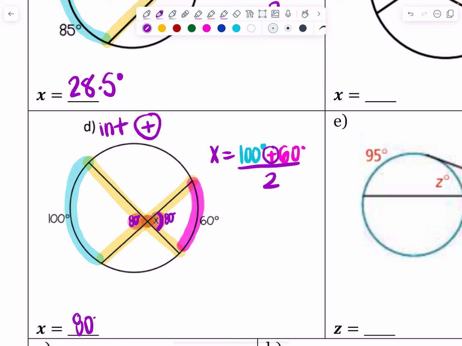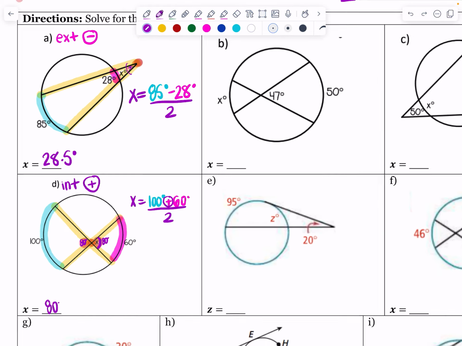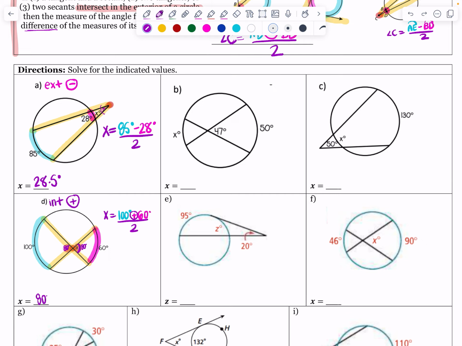If you wanted to, you could very easily find that this angle is 100 now, and this angle is 100 as well. But because we wanted to know x, I'm going to use the left and the right arc, and I'm going to add them together and divide by 2. All right, let's do that again.